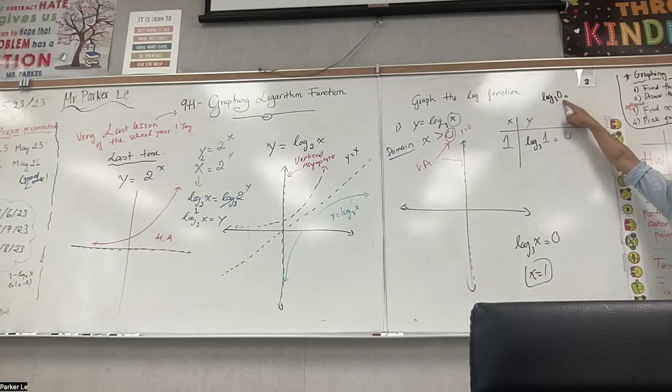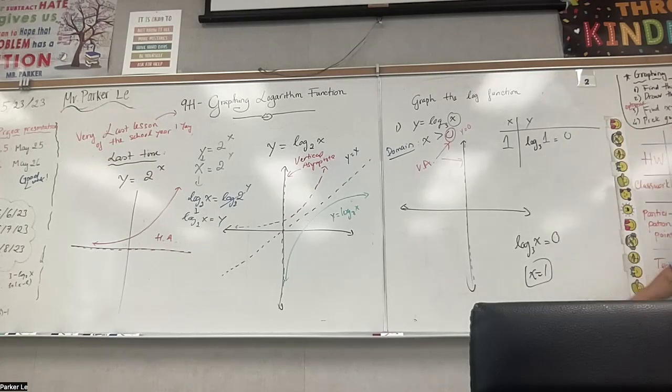Think about it, listen carefully. 3 to what power equal to 0? Zero is 1. 3 to negative 3 is 1 over 27. Negative 1 is 1/3. Is it possible to have 0? No. There's no power that you can get to get 0. So that's why when I said 0, it doesn't make sense.